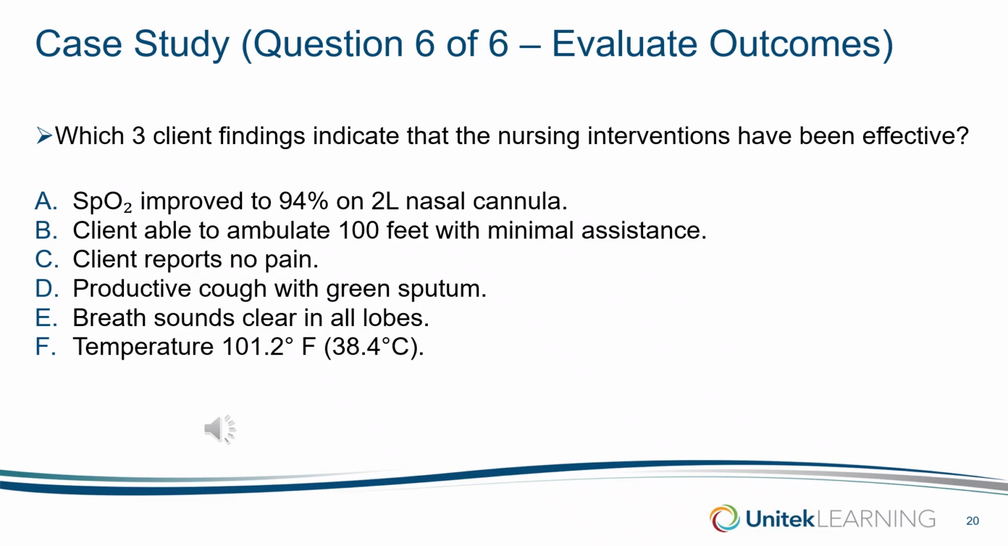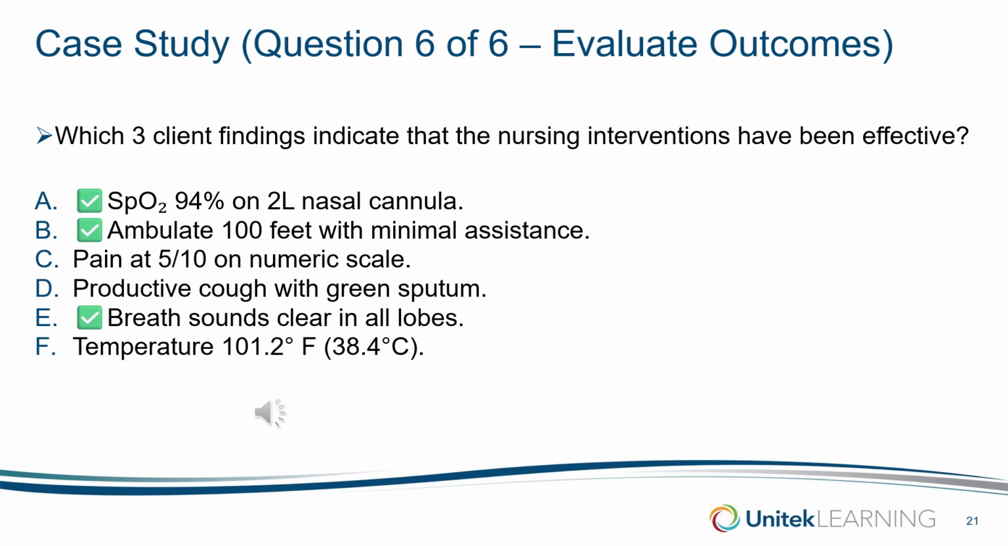The last step in the clinical judgment measurement model is to evaluate outcomes. Here we must determine which findings show that our nursing interventions have worked. This question reads, which 3 client findings indicate that the nursing interventions have been effective? This is what we call a select N. It is similar to a select all that apply, but they have specifically told you that only 3 answer options need to be selected.